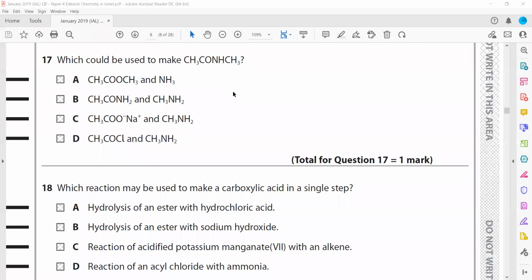Question 17, which could be used to make CH3 C double bonded? So basically, amide. We want to make an amide, so CH3 C double bonded with O, NH, and CH3. So if I mix ester with ammonia, so using ester with ammonia, actually there is no reaction. If I mix here, this is already amide.